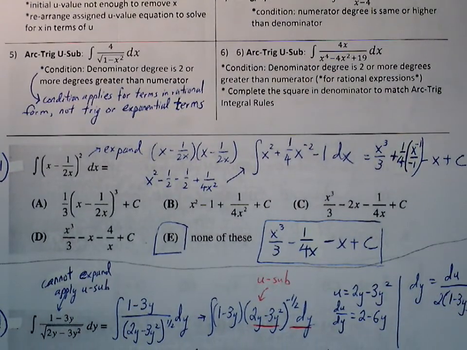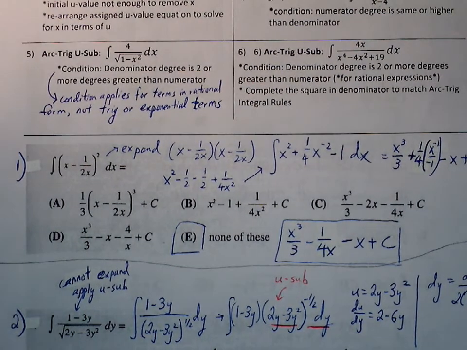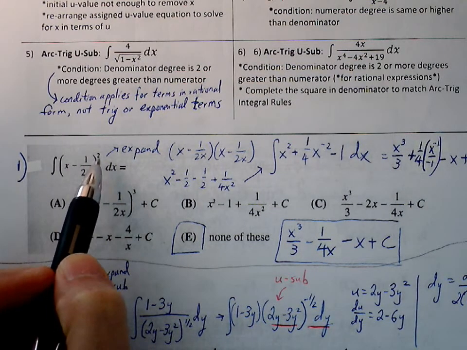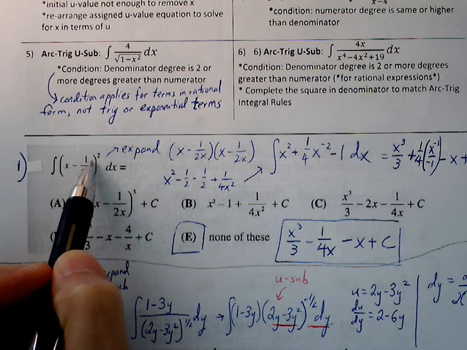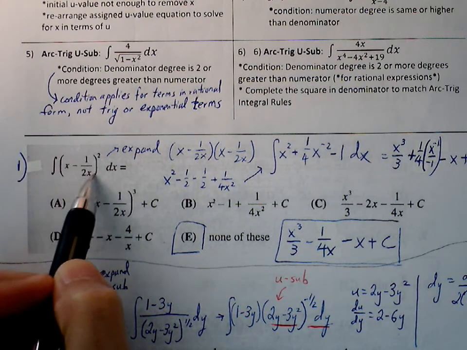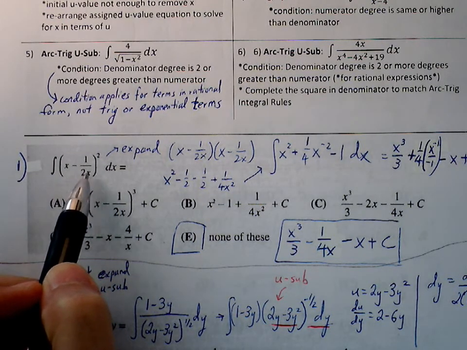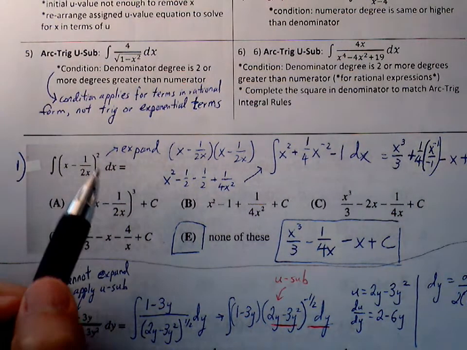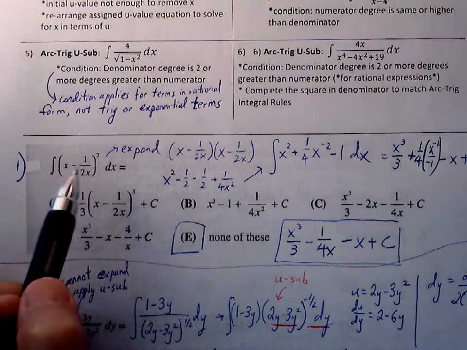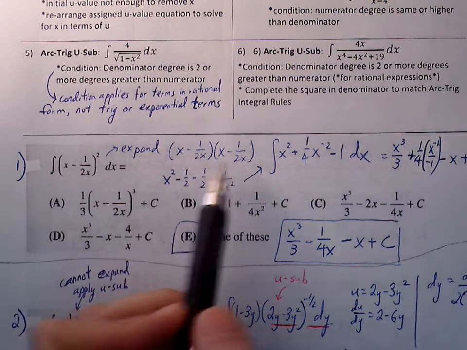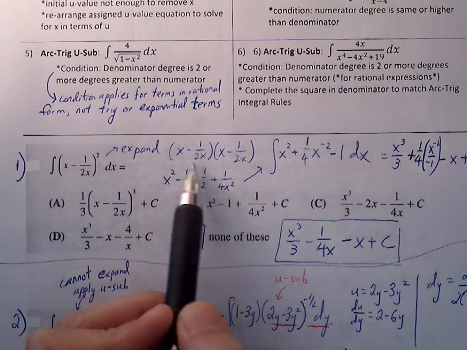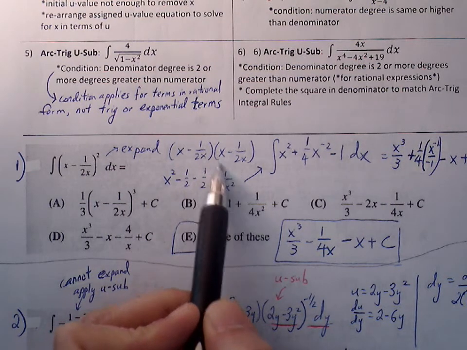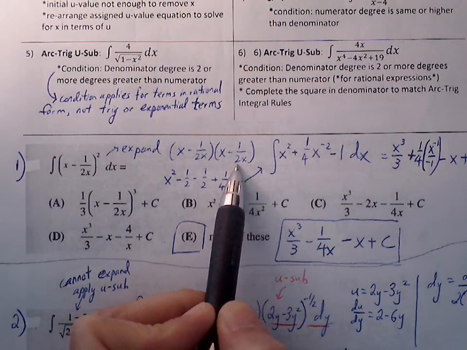Let's look at number one. So number one, we have a binomial squared, and anything that's binomial squared is manageable enough to just simply expand. So let's rely on that. Just because we see parentheses doesn't necessarily mean that we have to go into something more complex like u substitution. So I'm going to FOIL this out, expand this out. So I get x squared minus 1/2 minus 1/2 plus 1/4, 1 over 4x squared.